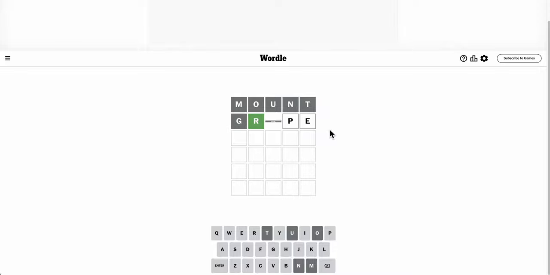Need two more vowels. Let's try grape. Oh, that was helpful. R and E are right. P is not. But there's only two other places that P could be.